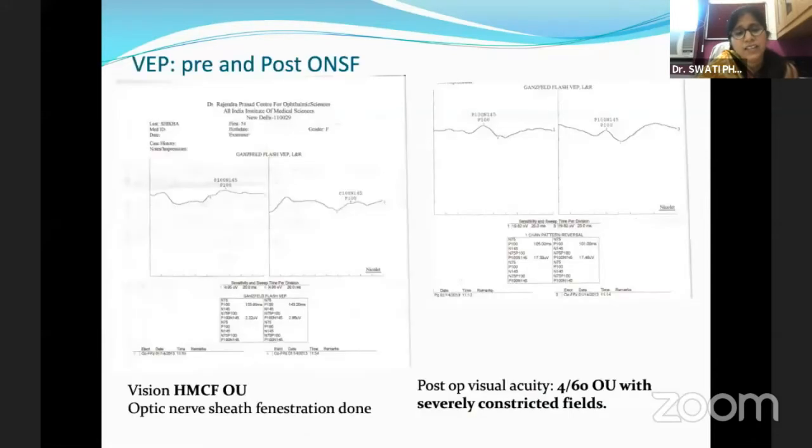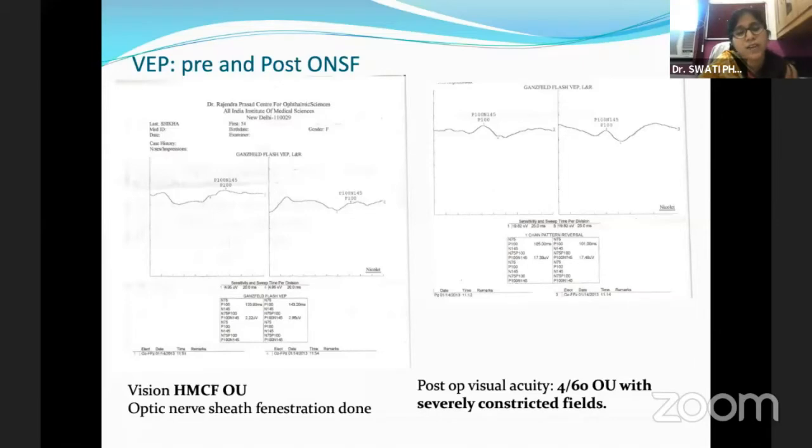So VER in these cases may sometimes help, because if there is some kind of waveform pattern on the flash VER. So if you have a very poor visual acuity, doing a flash VER is a better choice than doing a pattern VER, because the pattern VER may show an extinguished response in some cases, while the flash VER may show some kind of waveform in these cases.